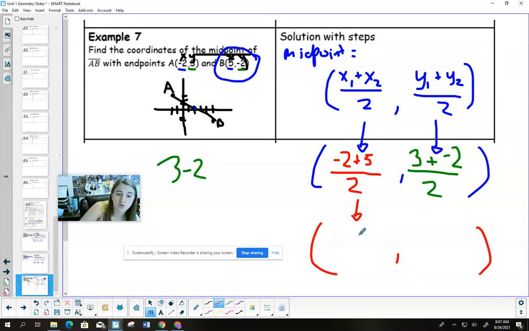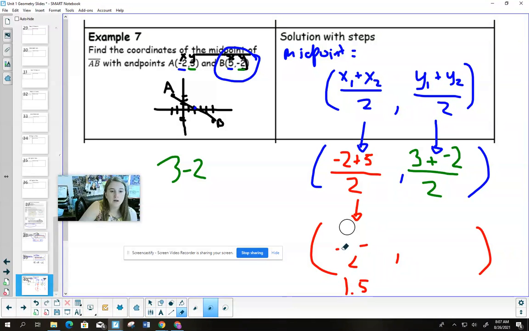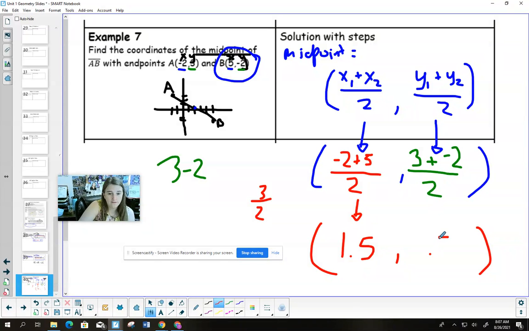-2 plus 5 is 3. Over 2, I can just leave it like that. If you got 1.5, it's the same thing. 3 over 2, it actually, to practice for Canvas, write that as a decimal. It should be 1.5. Again, it is 3 over 2. As a decimal, it's 1.5. Here, you would have gotten 1 over 2, which is 0.5.